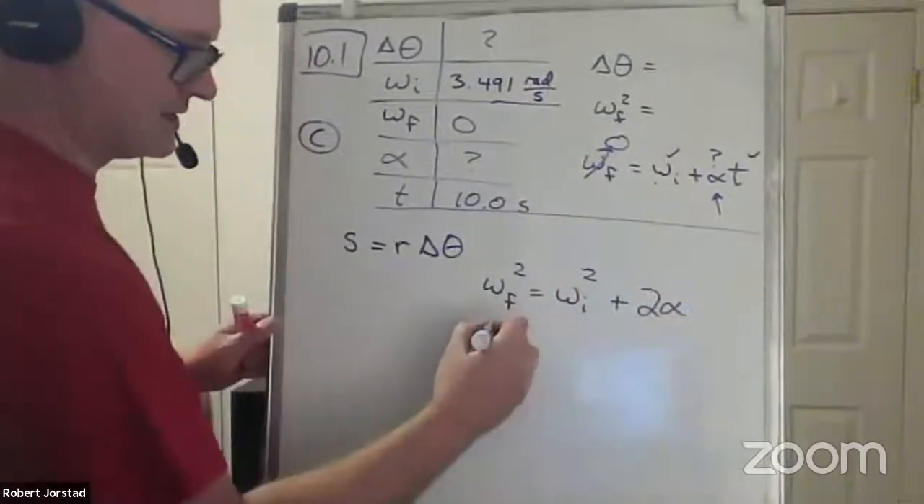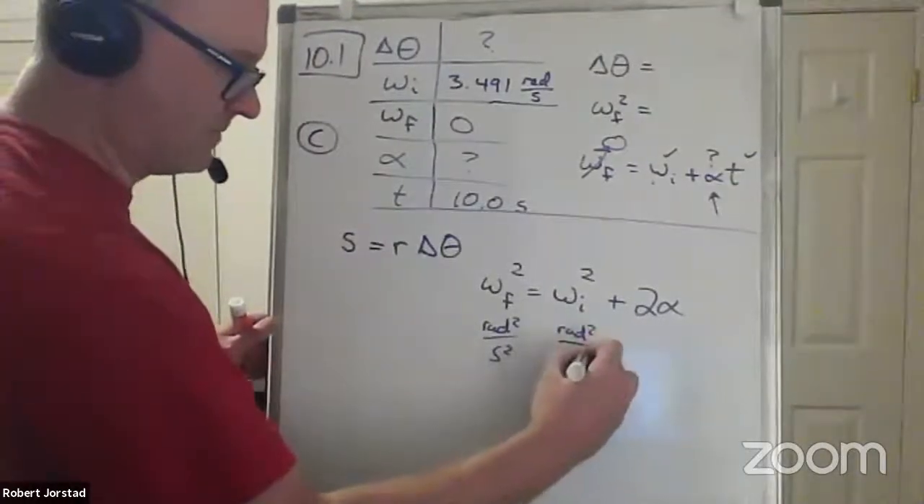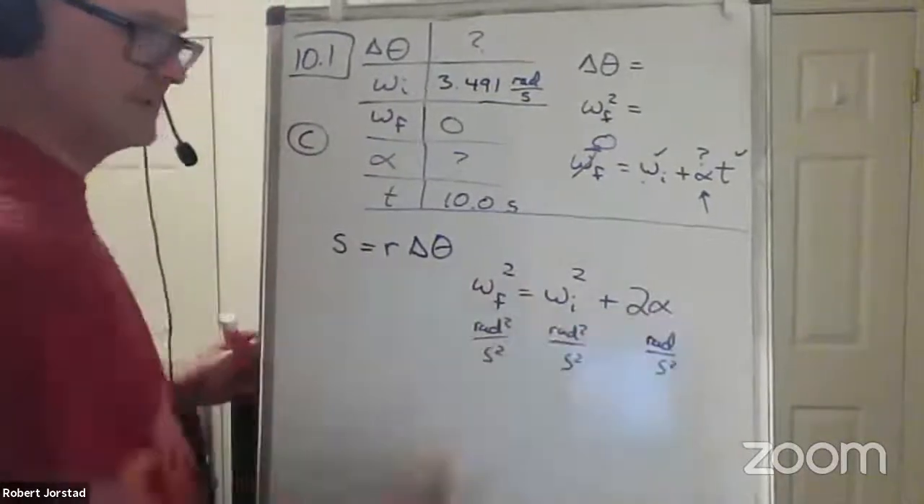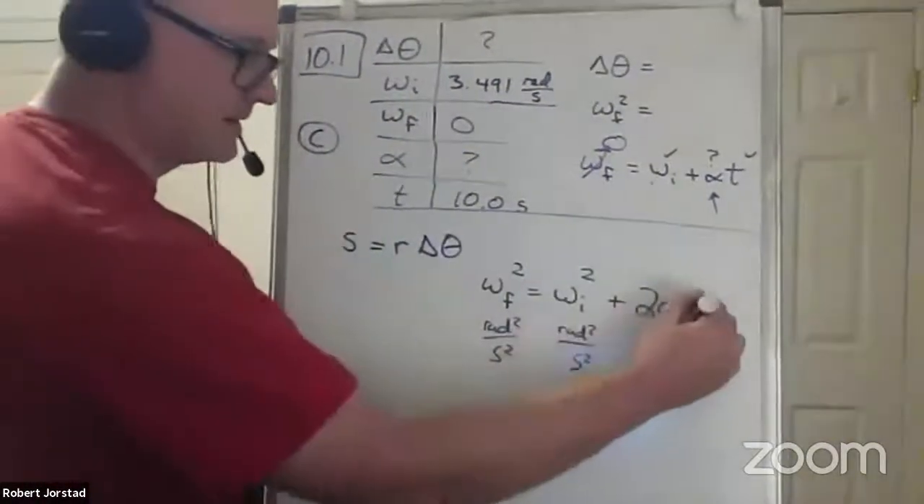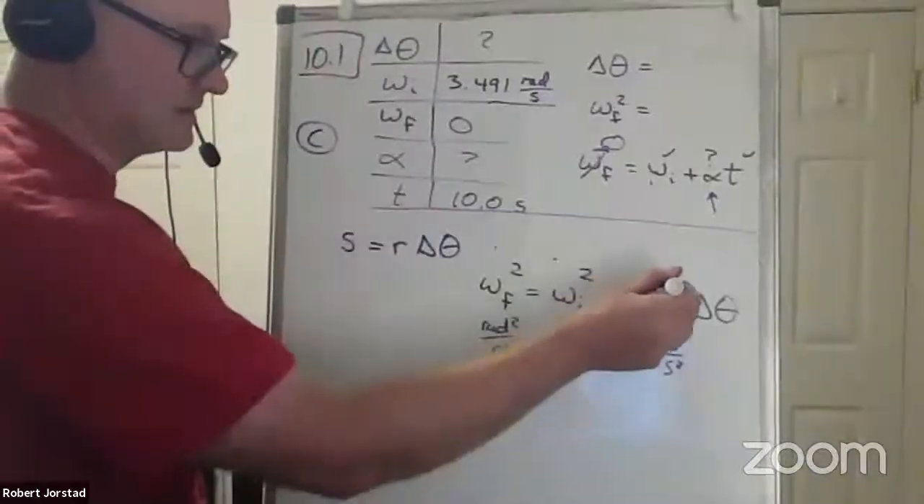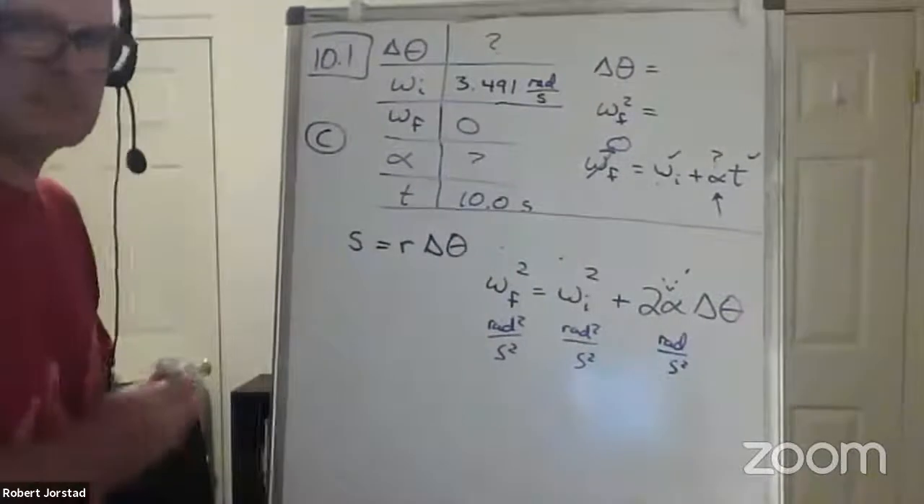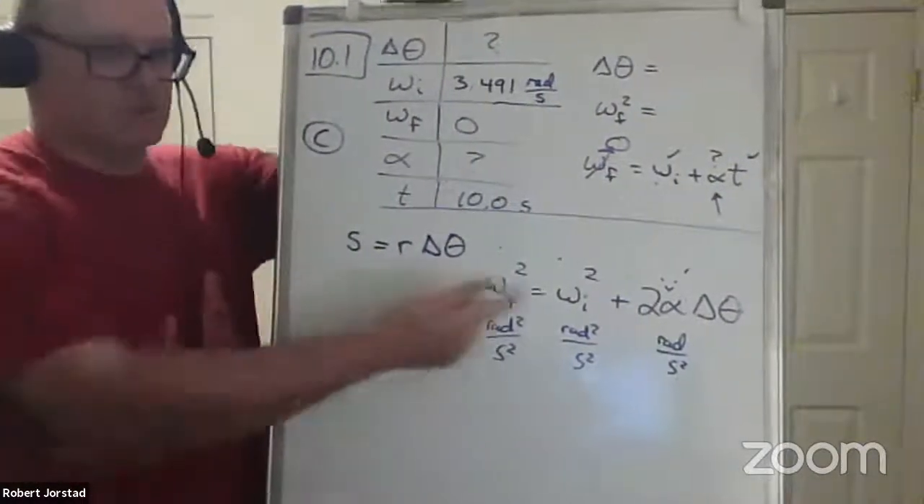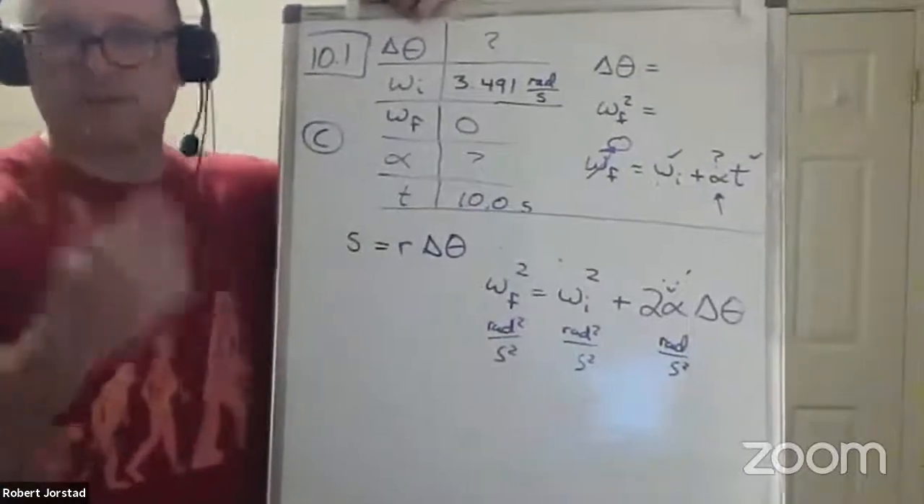The units don't match. This is radians squared per second squared. This is radians squared per second squared. This is radians per second squared times, what do I need? Theta. That's the other one you could use. You know this, now we know this. You could get it. So there's a couple of different ways you could do it. Another thing you could do is use this one to check your answer to make yourself feel good.